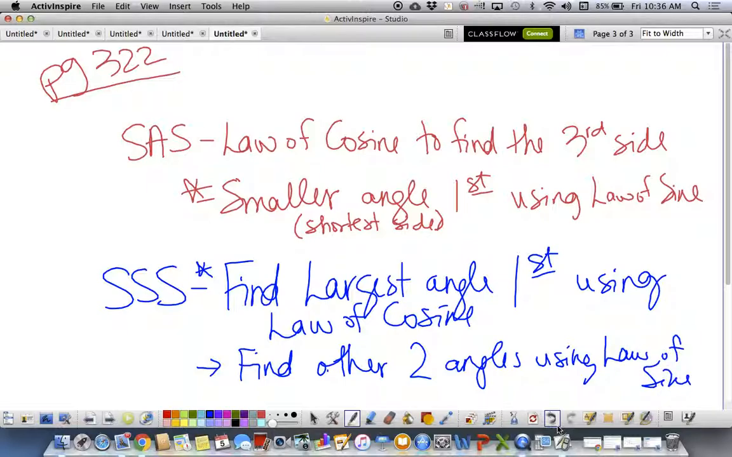So there are 2 pieces that I have highlighted, underlined, starred in my book, and these are the 2. You've got side, angle, side. After you find the third side, you find the smaller angle. If you just have 3 sides, you're going to find the largest angle first, which will always be opposite the longest side.